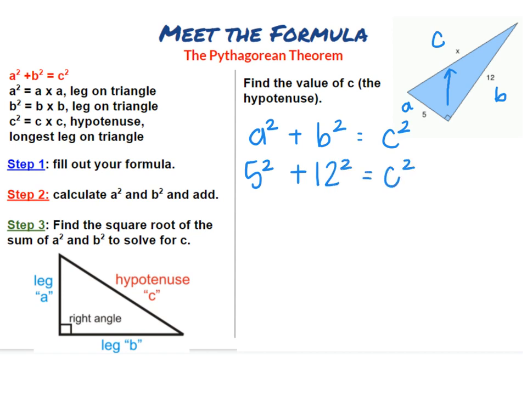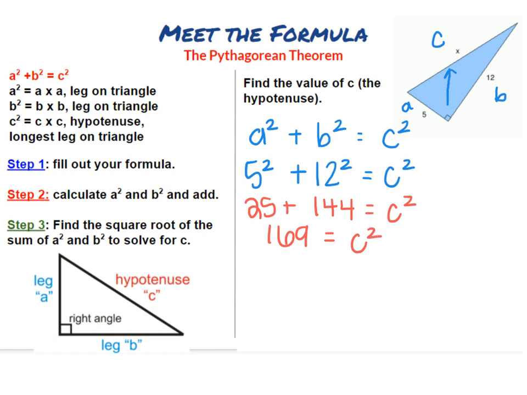Now moving on to step 2. Calculate a squared and b squared and then add. So we have 5 squared, which is 25, 12 squared, which is 144, and c squared still unknown. 25 plus 144 is 169. So 169 is equal to c squared.